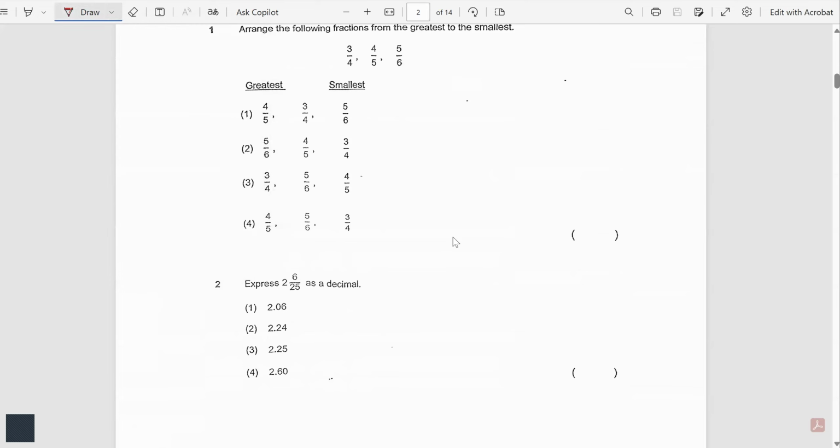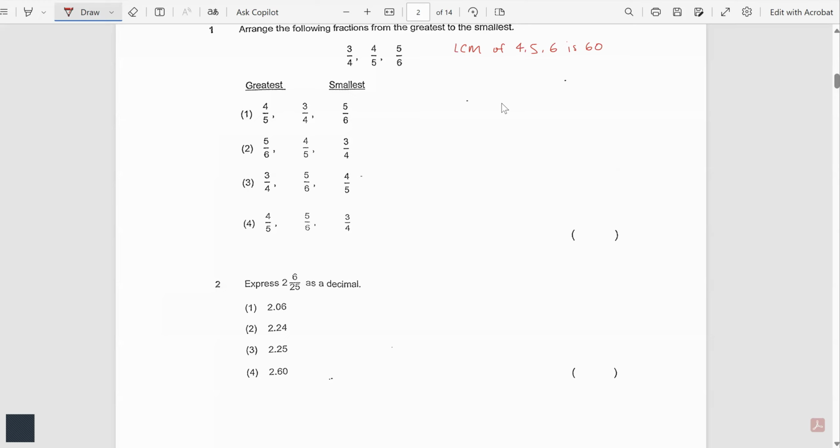Okay, so we have three different fractions. What we want to do is to be able to compare the three fractions. So what we want to do is change the denominator to the same number. You can choose whether you want to change the numerator or the denominator to the same number. But let's change the denominator to the same number over here. So the lowest common multiple of 4, 5, and 6 is 60.